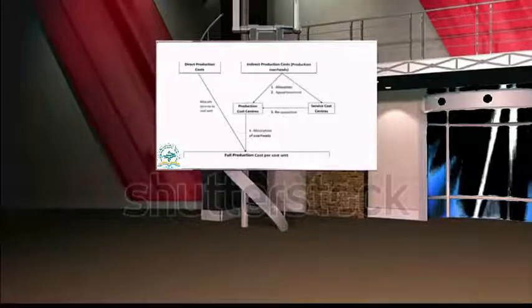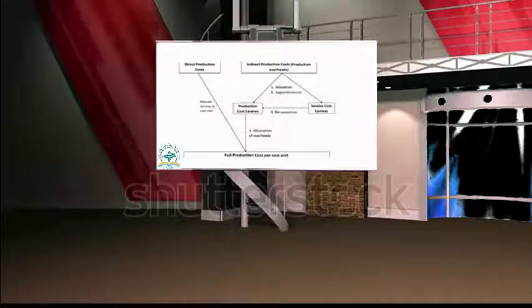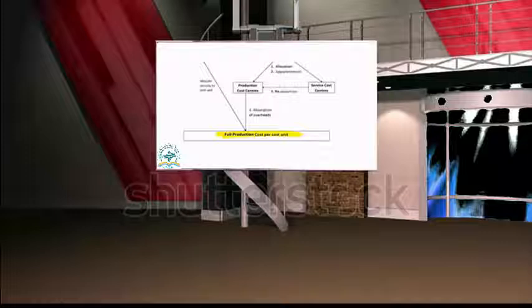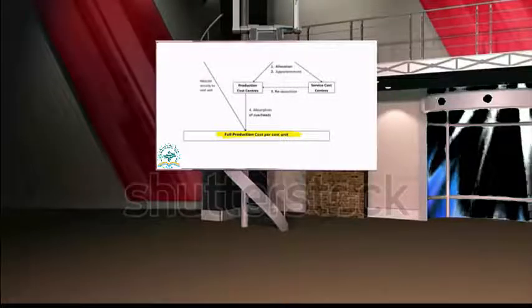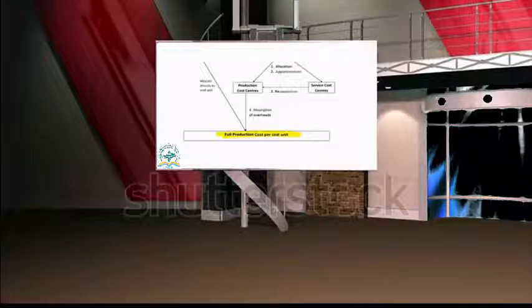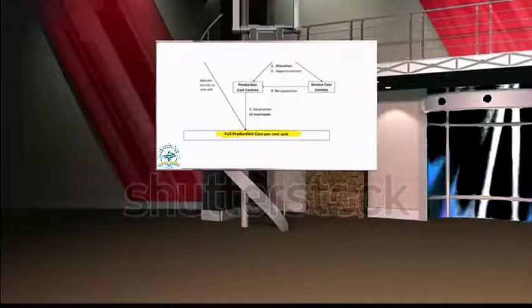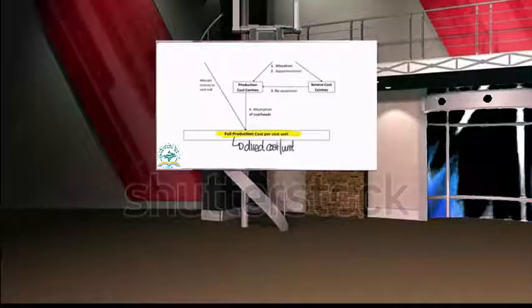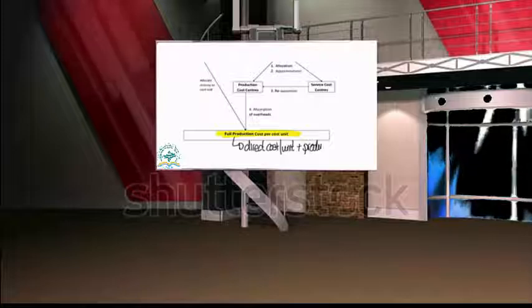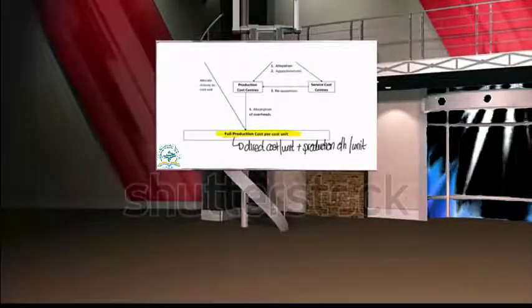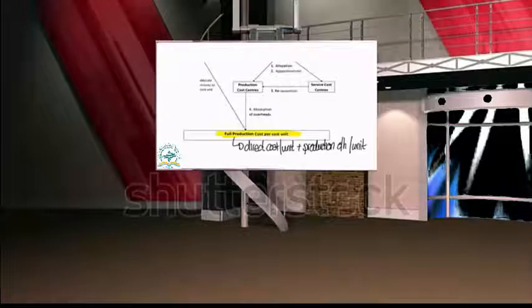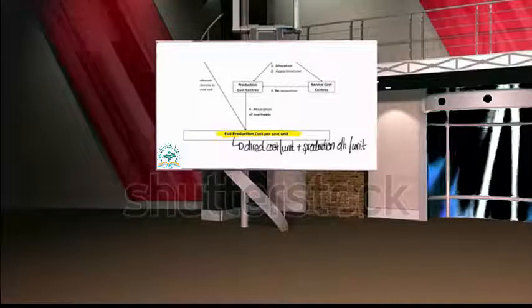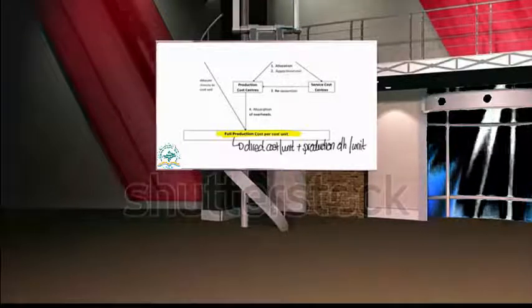Okay, so here we have our absorption costing diagram. And note, at the bottom of the diagram we see our aim is to calculate the full production cost per unit. Now the full production cost of each unit of output is going to be made up of the direct cost per unit plus the production overhead per unit. If we know each of these two things, then we are able to calculate our total production cost per unit. So let's have a look at these two different components.